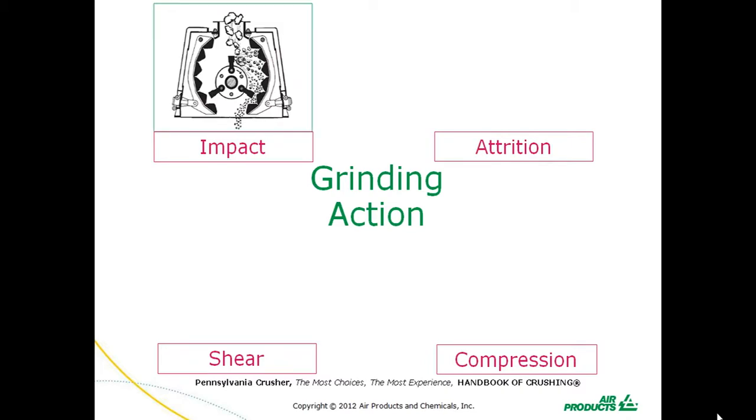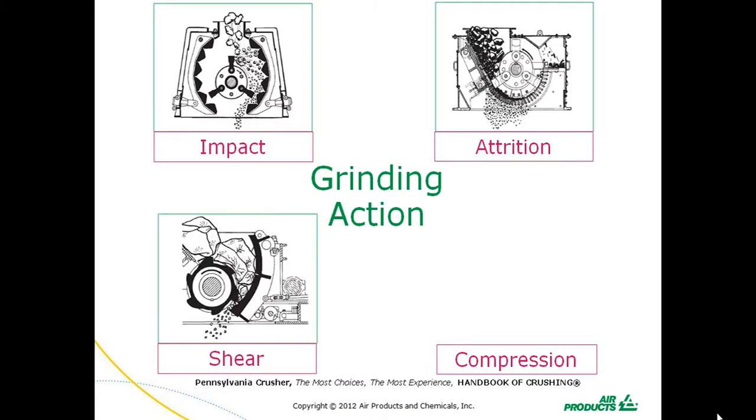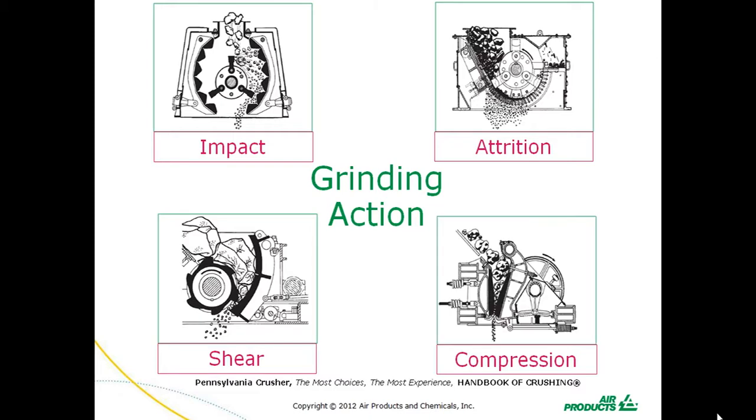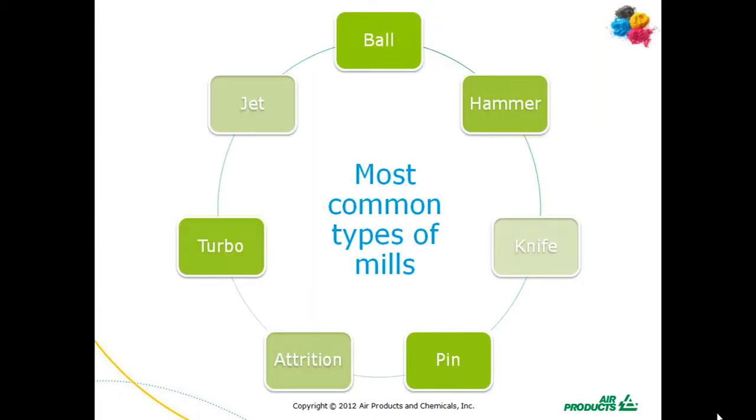There are many different types of grinding action. Each action can provide a difference in particle shape and size. These grinding actions include impact, where size reduction occurs by the force of the material being hit by the grinding tools. Attrition, where size reduction occurs by the material being forced between two surfaces. Shear, where size reduction occurs with a cutting action. And compression, where the material is compressed to obtain a size reduction.